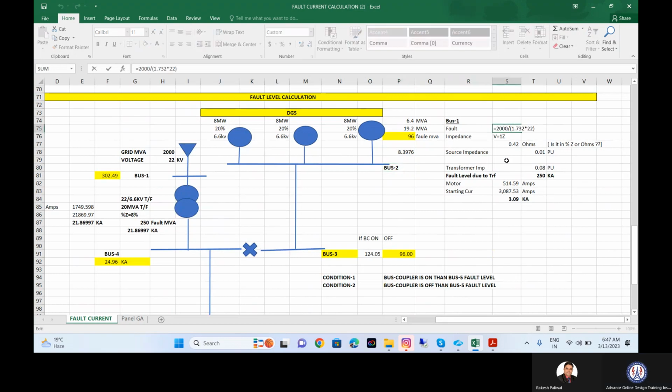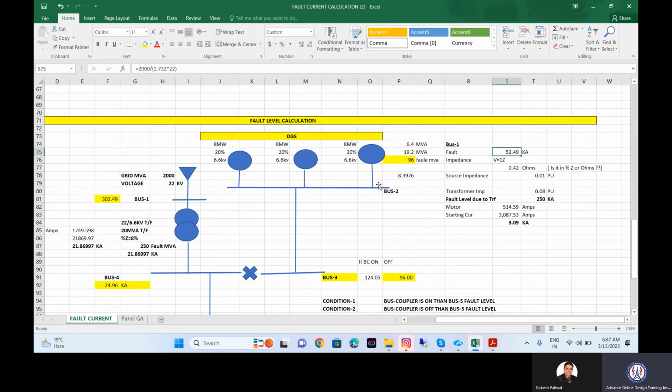Okay. So my DG is, so how we can determine, is MVA divided by percentage impedance. Okay. Let me calculate.